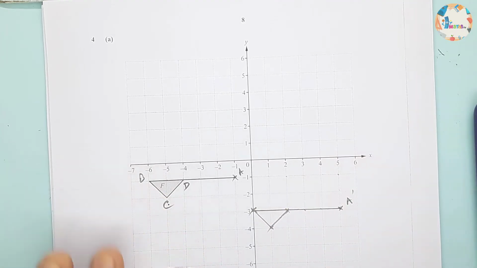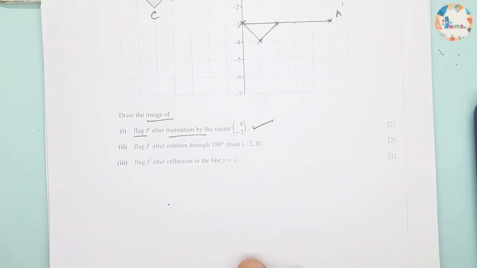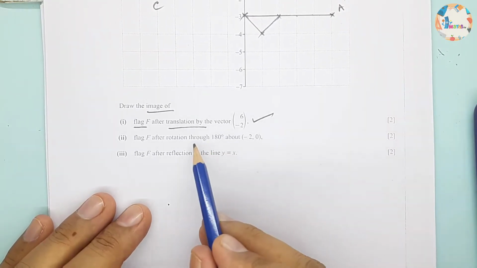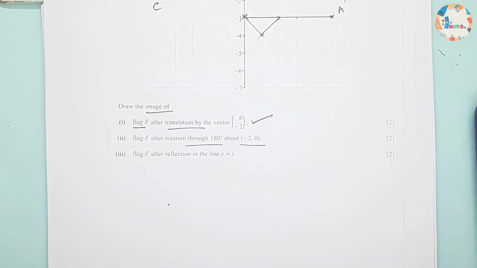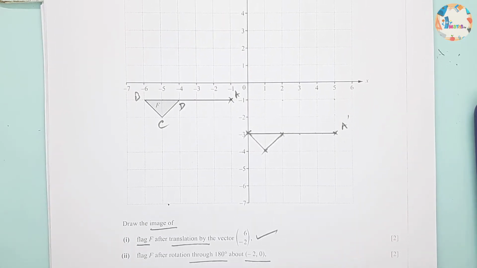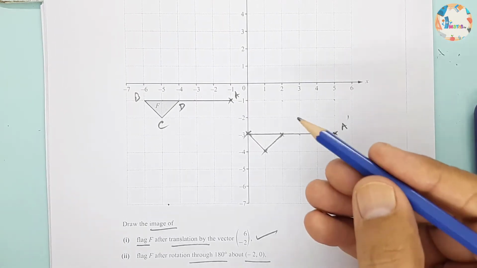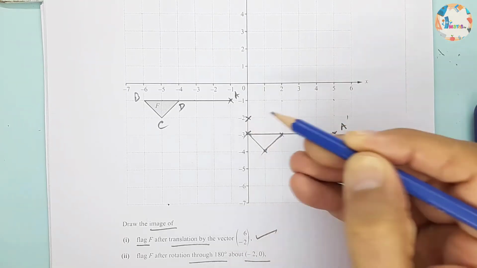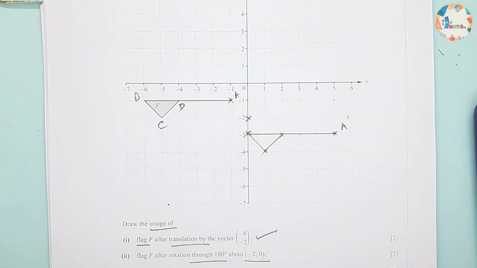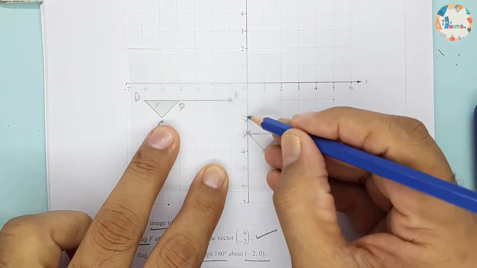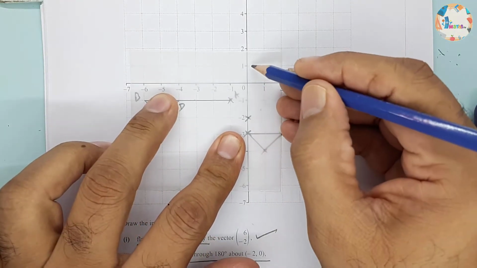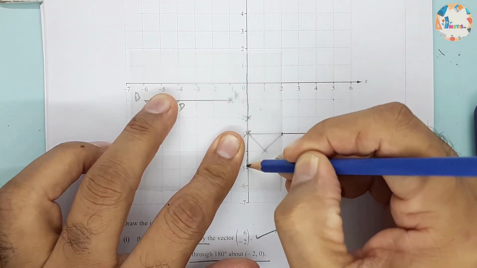And then the second part, flag F after rotation through 180 degrees about -2 and 0. Now to rotate this about -2 and 0, -2 and 0 is this point, and we have to rotate F through 180 degrees. So we can use this tracing paper for rotation. About this point we have to rotate. First of all, we'll be tracing the coordinate axis.